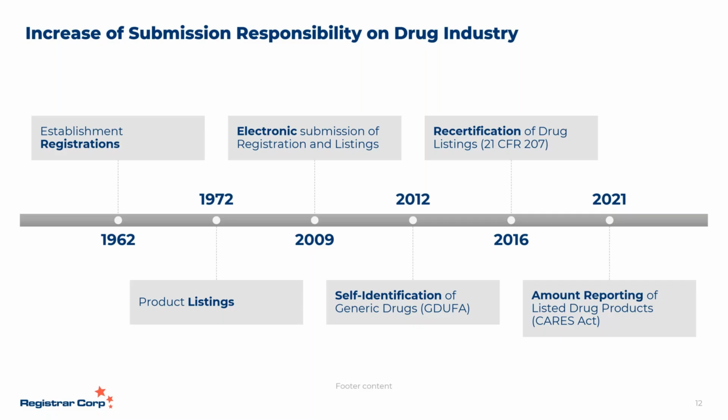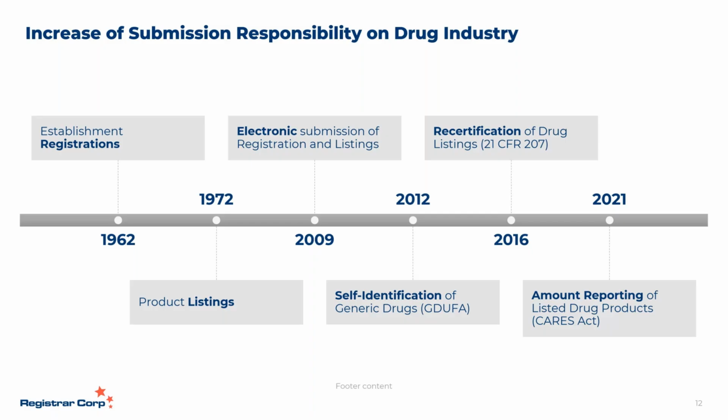In August of 2016, 21 Code of Federal Regulations Section 207 had an overhaul. It made it clear that establishments are to re-register between October 1st and December 31st. It also added a section that listings are to be recertified annually during this time frame. Previously, if a manufacturer did not have any changes to its listings, it could re-register its establishment and no further action was needed. Now, you also have to file a blanket no change certification selecting each product NDC number in a submission to recertify.